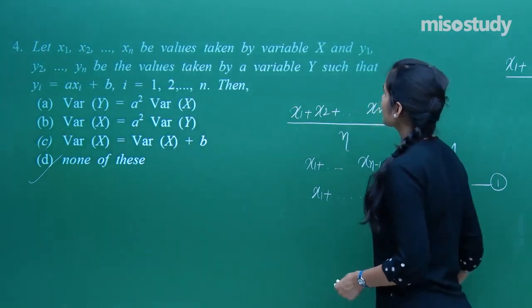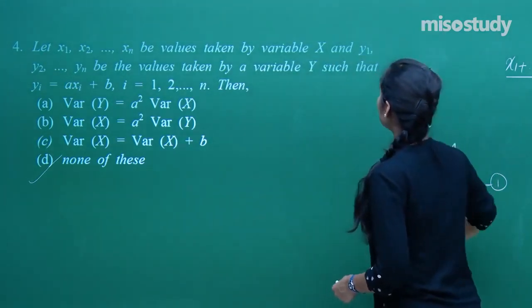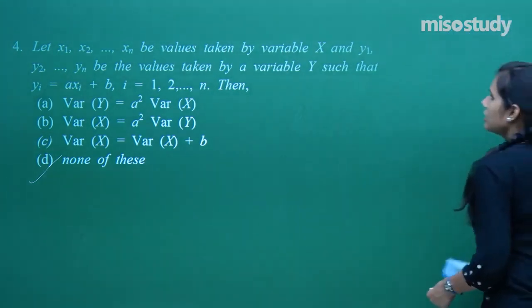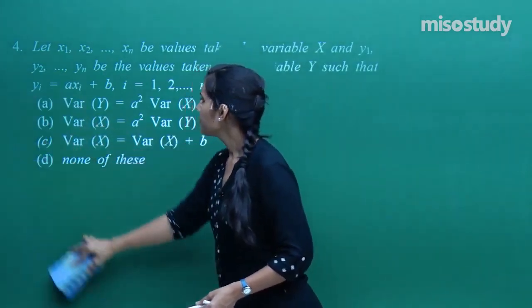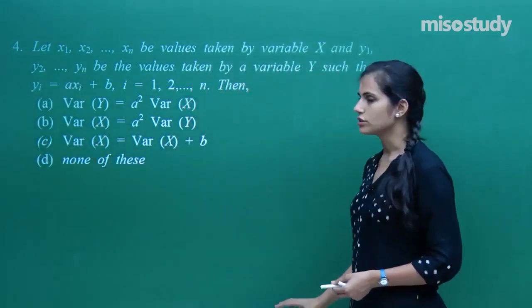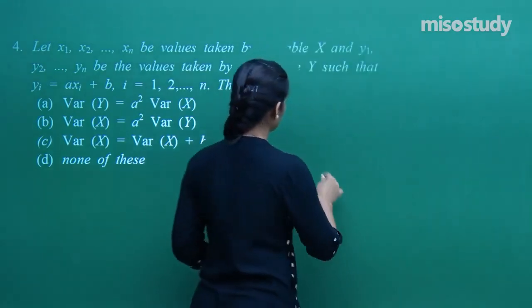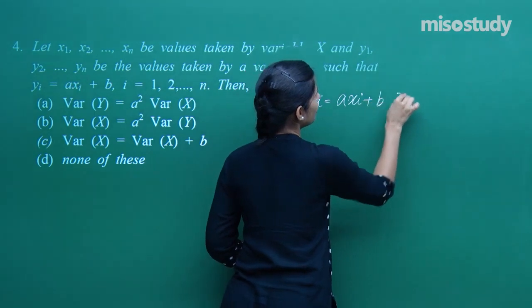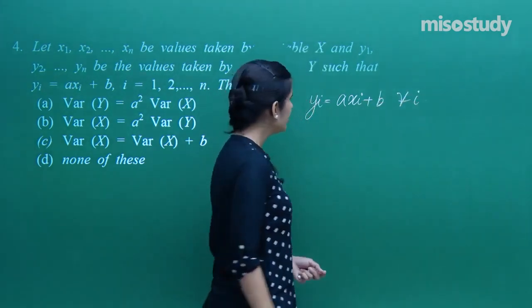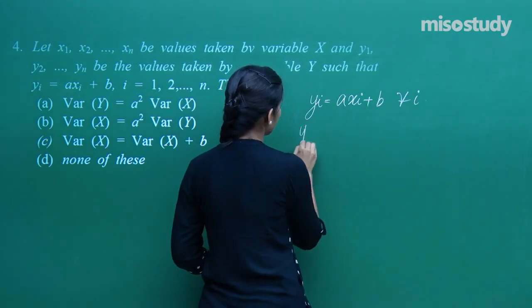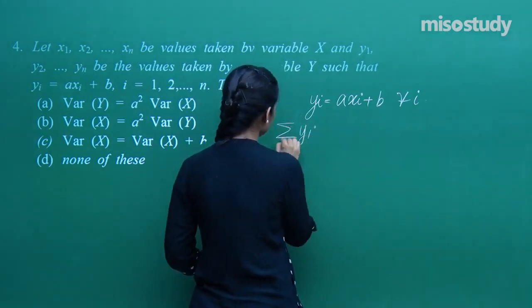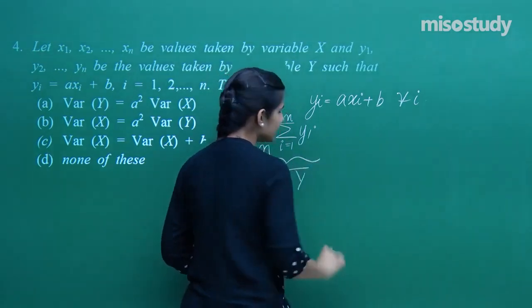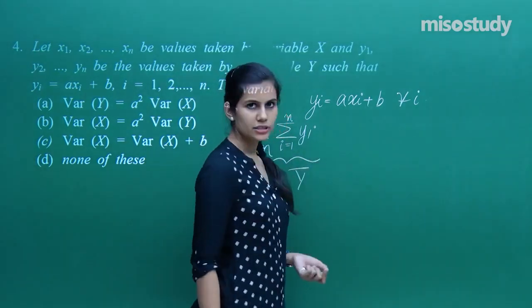If these are the values taken by variable x and these are the values taken by variable y, such that the relationship between these values is given as yi is equal to axi plus b, then what about the variance? See, if yi is equal to axi plus b for all i varying from 1 to n, in this case, if I talk about summation yi, i going from 1 to n, 1 by n, I am basically talking about the mean of these n observations, that is y bar.